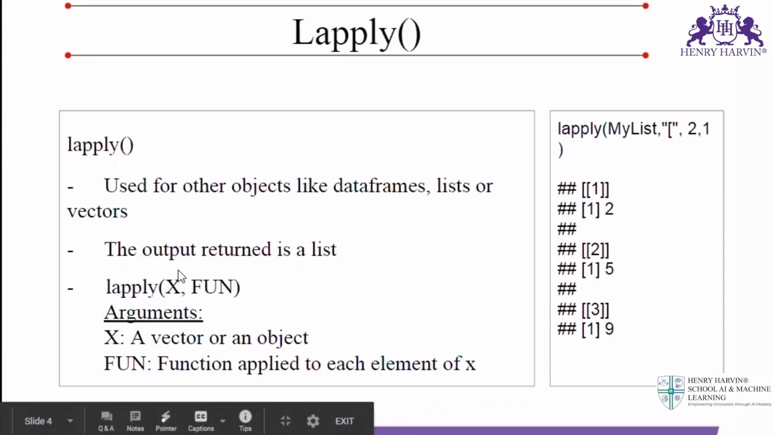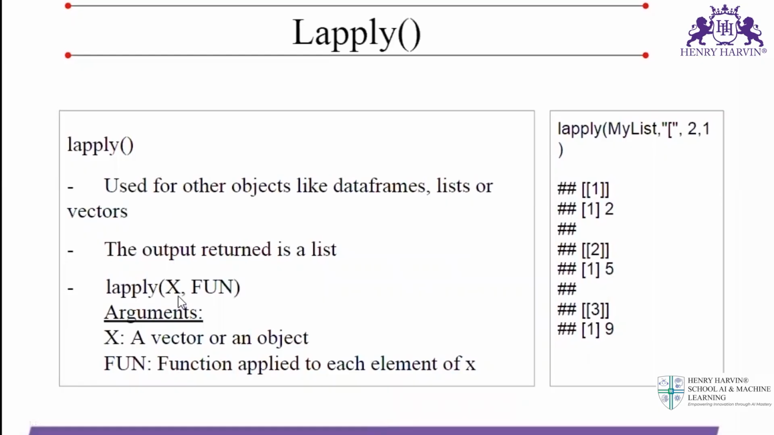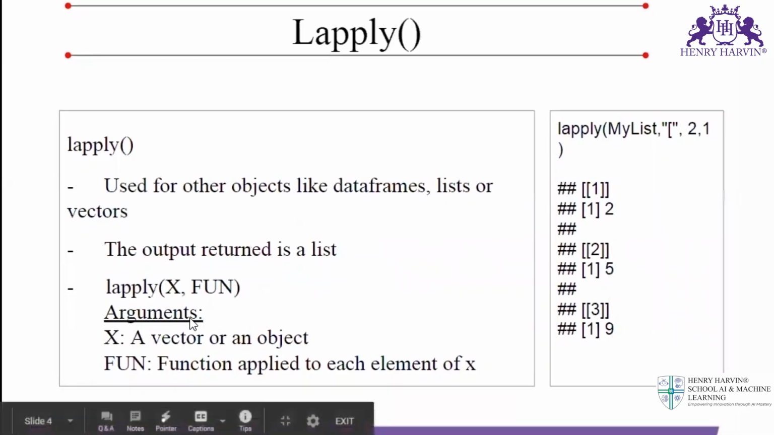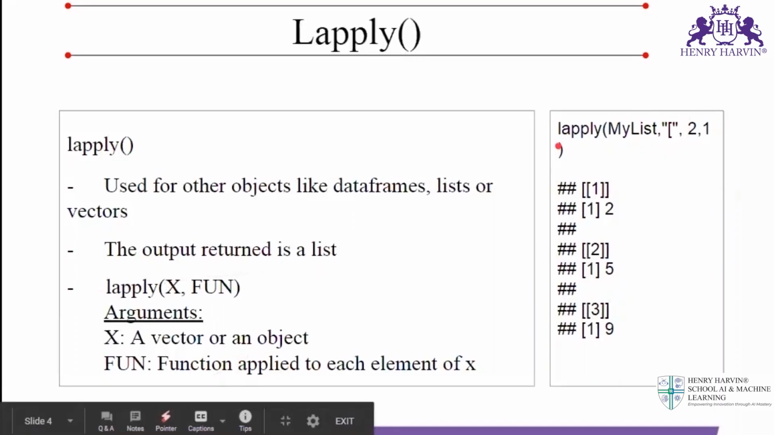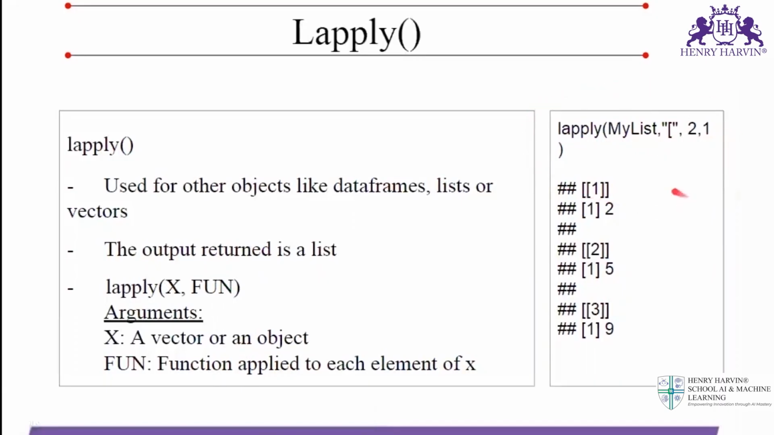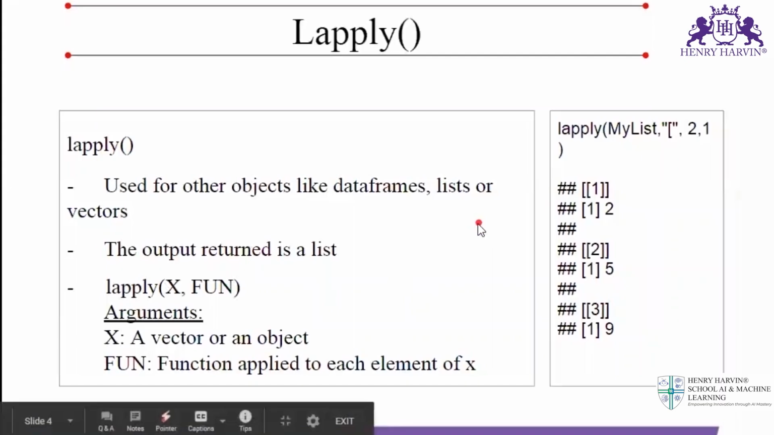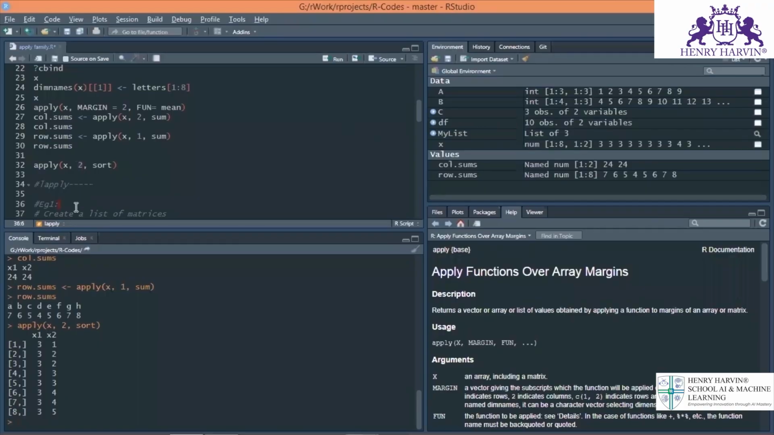X here means the vector or an object. It is basically the data set that you are going to enter here, and FUN is the function which you want to apply to each of the elements of X. I have also given an example here, as you can see, lapply. I'll tell you how to get this command and how to get this output. Let's go to R and create an example.